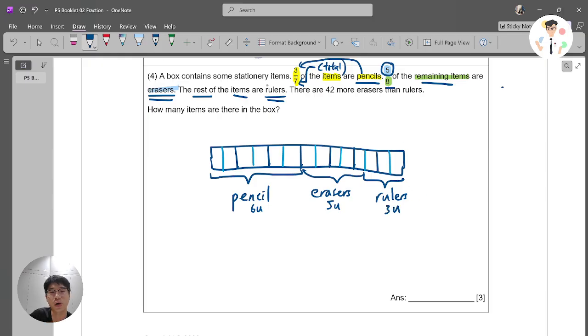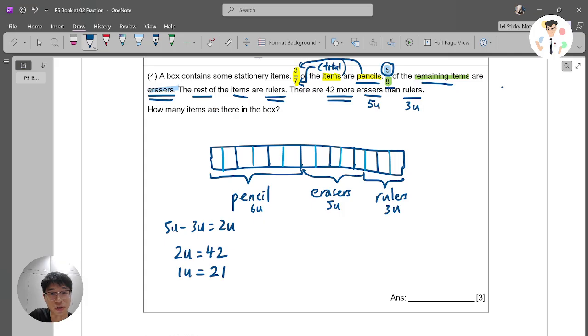Now, the next part of the question says there are 42 more erasers than rulers. Eraser is 5 units and ruler is 3 units, so eraser is more than ruler by 5 units minus 3 units, which is 2 units. But they say it's 42. So 2 units is equal to 42. Then 1 unit is equal to 42 divided by 2, so it's 21.